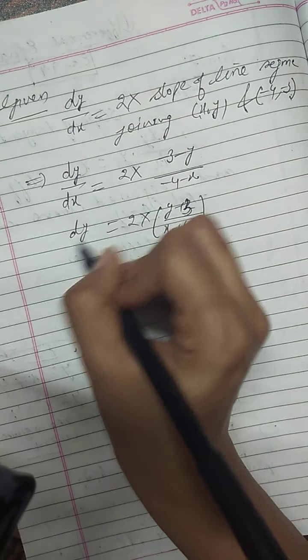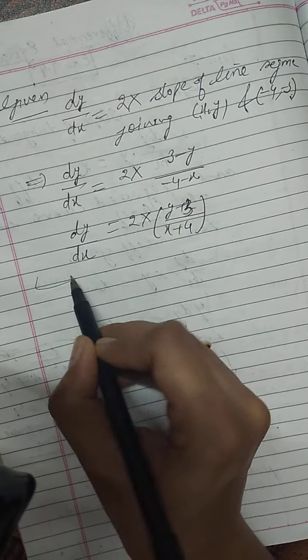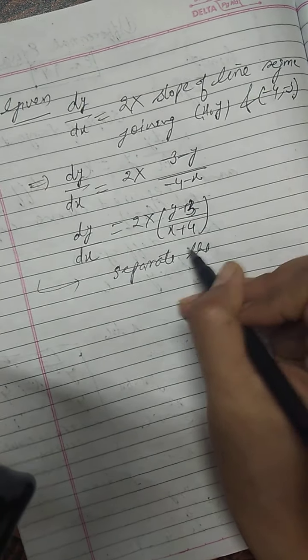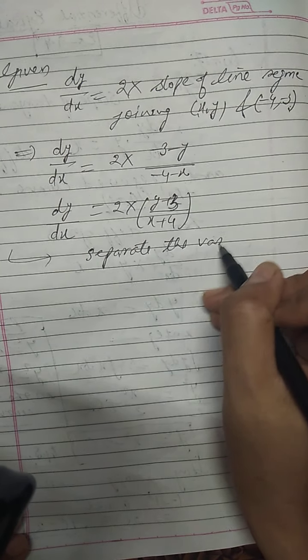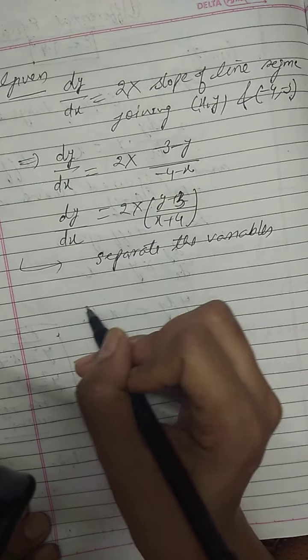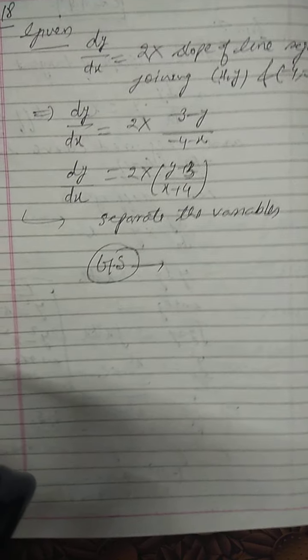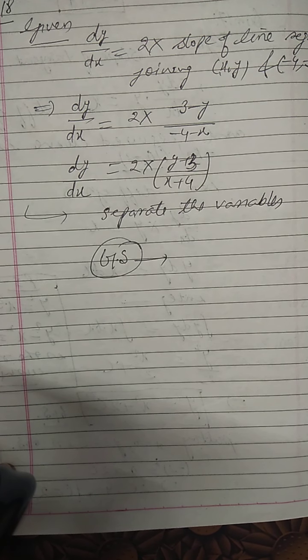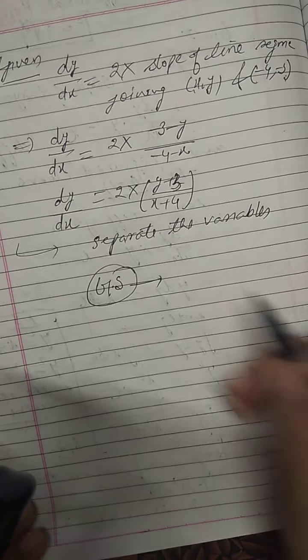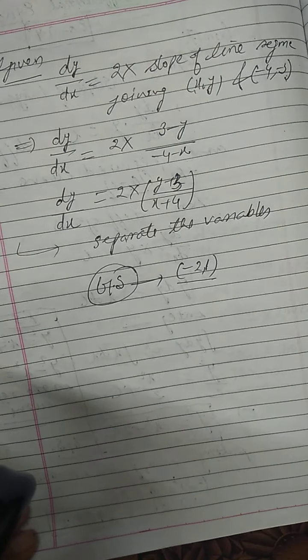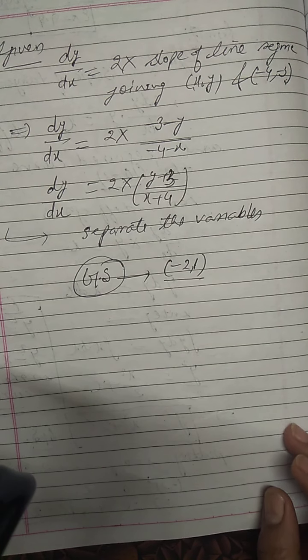So this is the value of dy by dx. Now you will separate the variables, and after separating the variables, we will just integrate and you get the general solution. Now what is the next thing given here? Find the equation of the curve given that it passes through the point minus 2 comma minus 1. So this point we will substitute in the general solution to get the required curve.